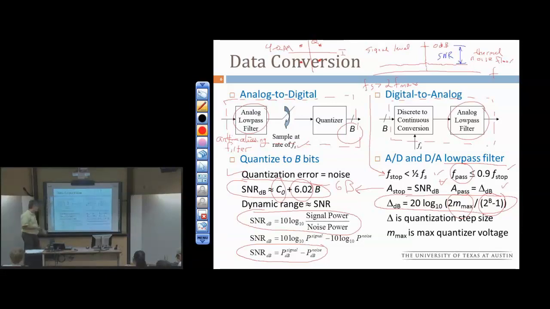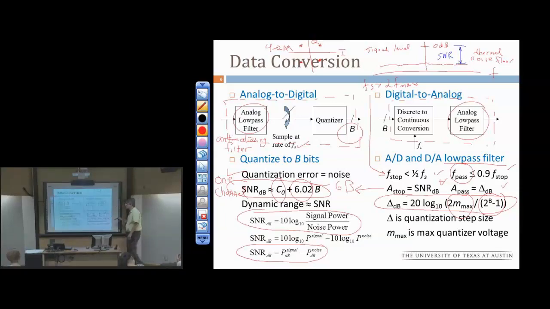So for QAM, it's 3 dB per bit. This formula is for one channel, for one channel quantization. For 2 orthogonal channels, it'd be 3 dB per bit, not 6.